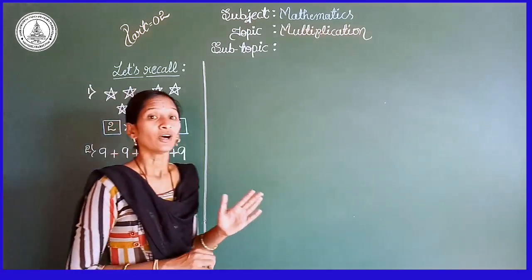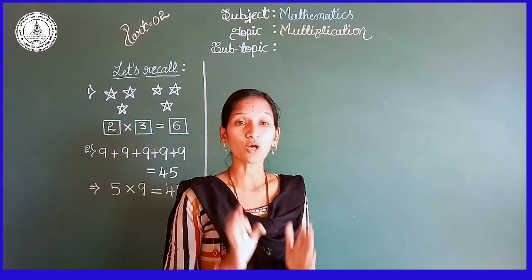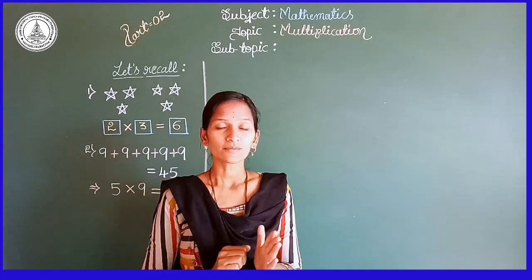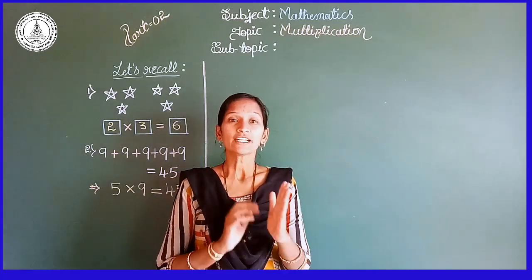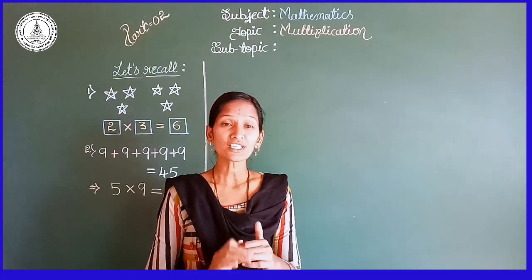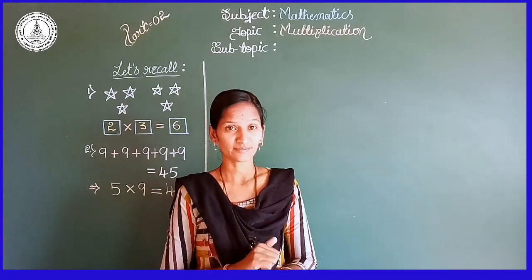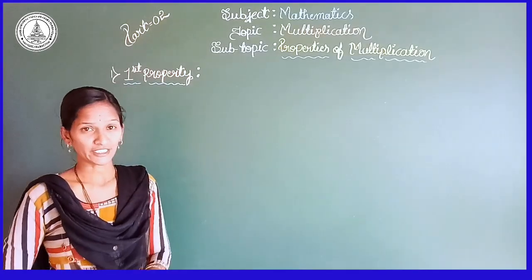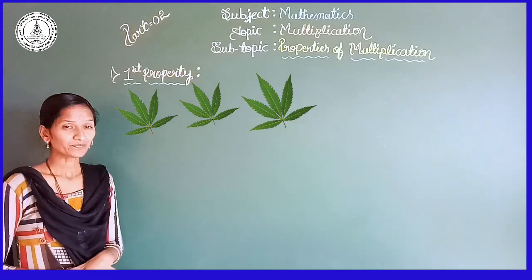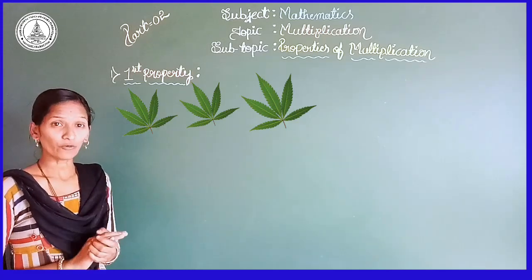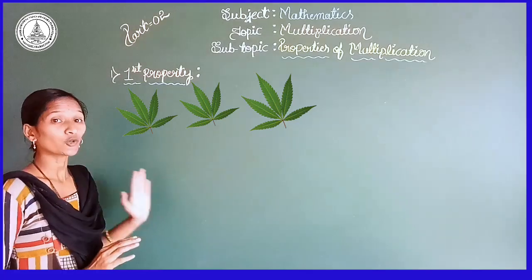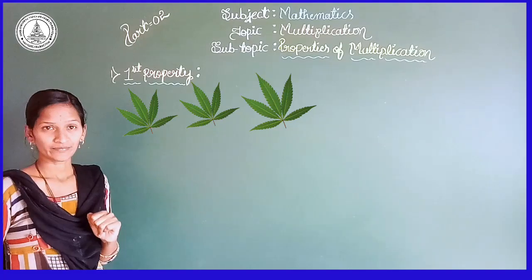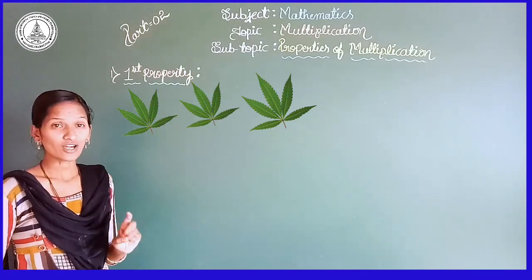So now come to our today's concept, that is the properties of multiplication. Yes, my dear students, multiplication also has 3 properties. So in this class we will learn them one by one. My dear children, come to the first property of multiplication. Yes, all of you look here. So here are some twigs of a plant, right? The total number of twigs is 3. So 1, 2, 3, right?